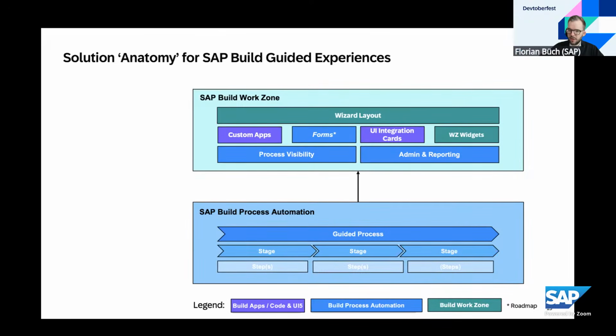But in a nutshell, what happens in addition or under the hood of this wizard layout, you're actually crafting something called a guided process. So this is an artifact that is developed in process automation that provides the structuring elements of what we call stages and steps, or think about a step and sub-step. That's basically the idea. And this is the underlying process skeleton that is then deployed to WorkZone under the hood and is the foundation for what is then visualized in the wizard layout. This will all come to life in the demo in just a bit, but this is, from an architectural system anatomy perspective, how you want to understand guided experience.